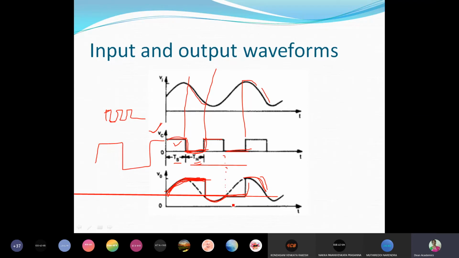These sample and hold circuits are more and more useful in our communication systems and many other functions. If you still want further explanation, we will devote Monday and Tuesday hours for our revision. That time I will explain.